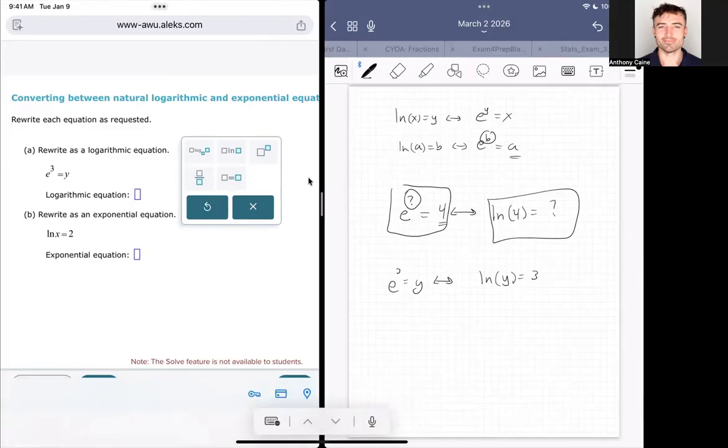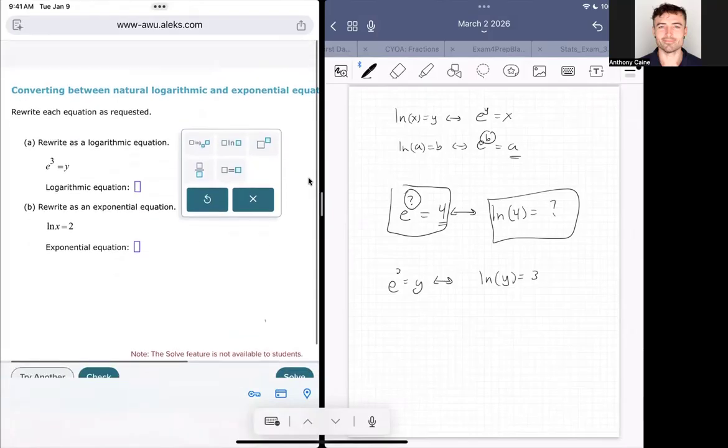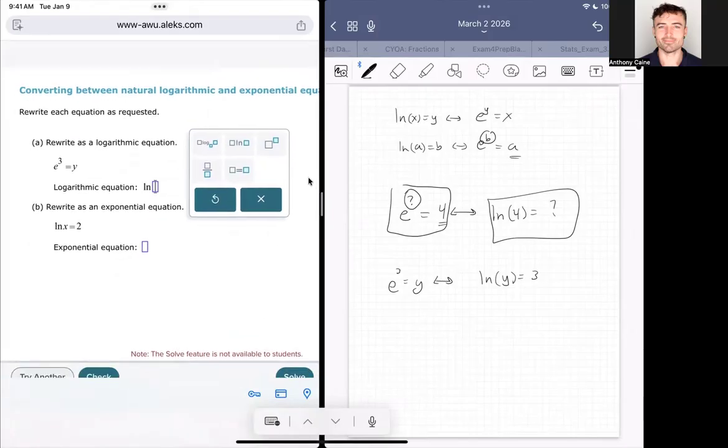Natural log, why aren't you typing ln? Maybe I have to hit the button. Fine. ln of y is equal to 3. Right? That's what we put there.